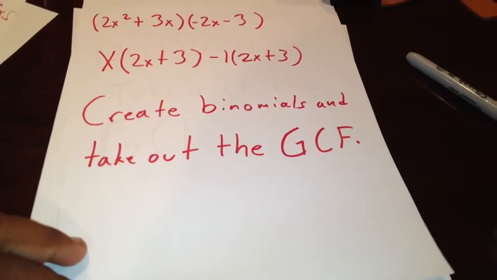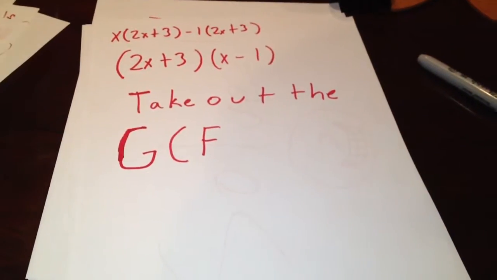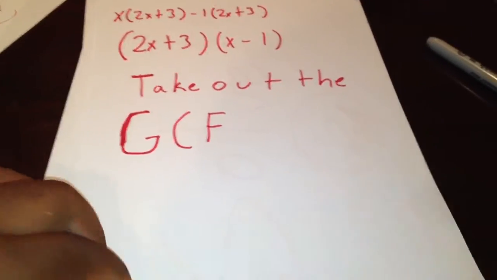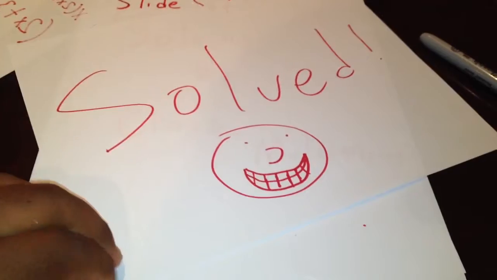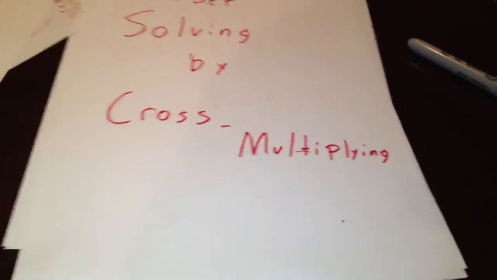After this, you create binomials and take out the greatest common factor. And then you take out the greatest common factor again. Now, solved.